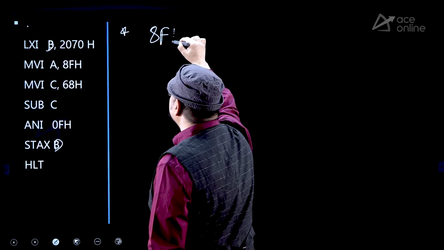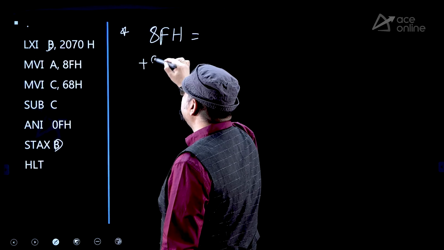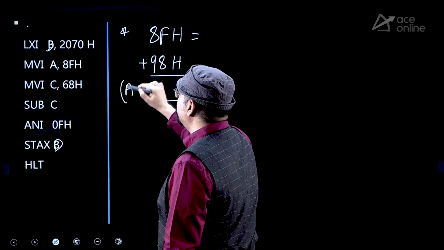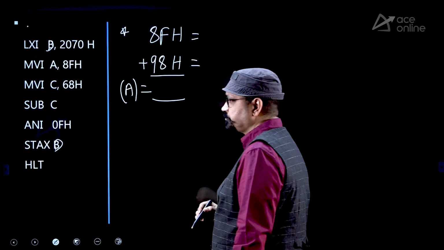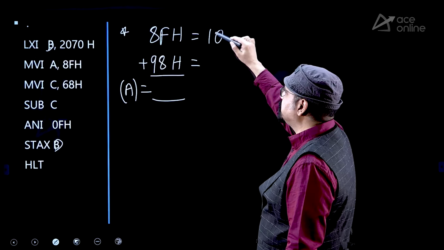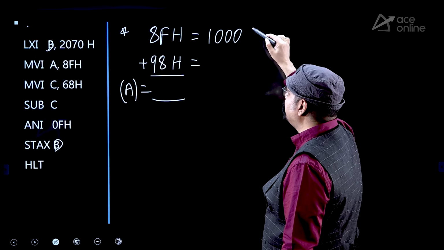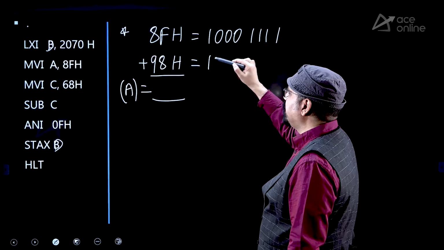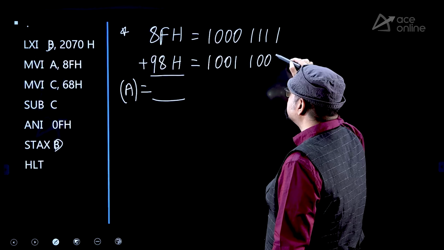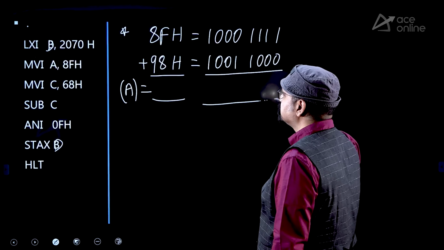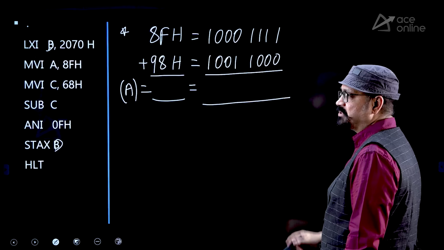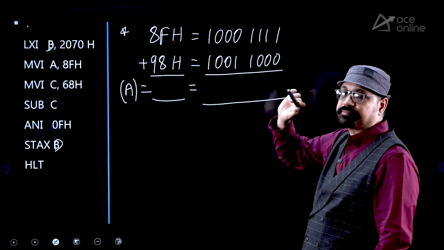8F hexa plus 98. Whatever you get, the result will be stored into the accumulator. Do it. 8F is 1 0 0 0 1 1 1 1. 98 hexa is 1 0 0 1 1 0 0 0. Please do the addition and write down the flags also.